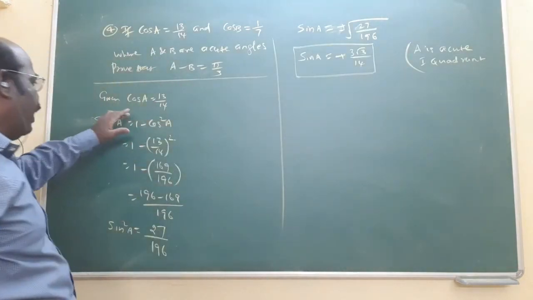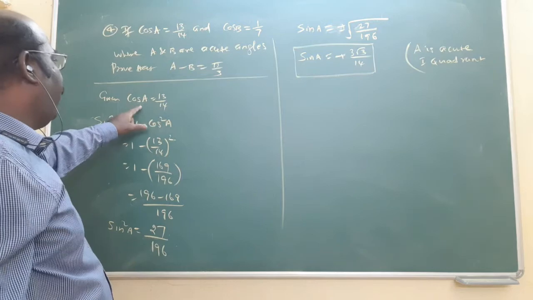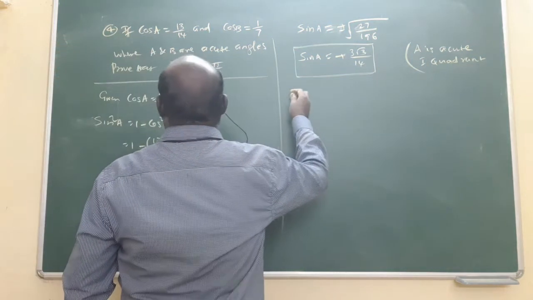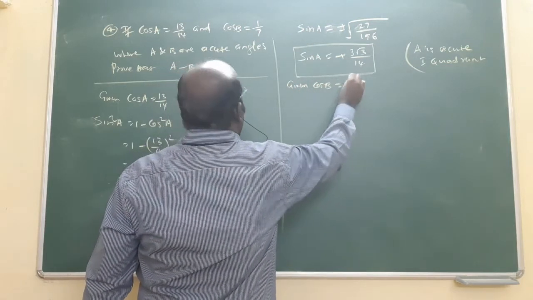What is given? Sin A is given. From sin A, you will find cos A. From cos A, you will find sin A. Now next, cos B is given. Given cos B is 1 by 7.